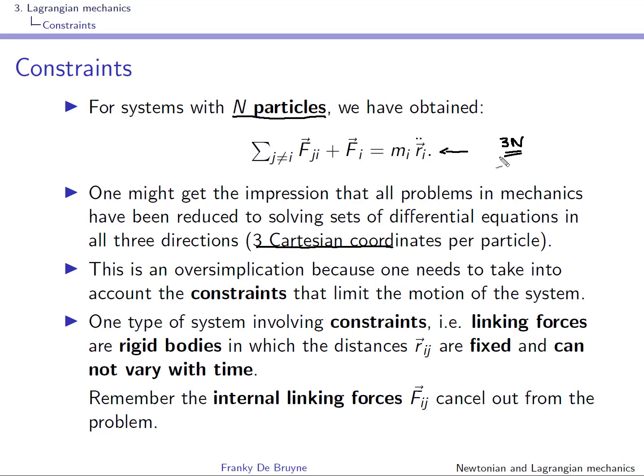And for instance, a very straightforward constraint is in rigid bodies, right? Because the distances between the particles are fixed. Well, you have linking forces, and you remember that these internal linking forces cancel out. So you end up with far less than 3n equations.